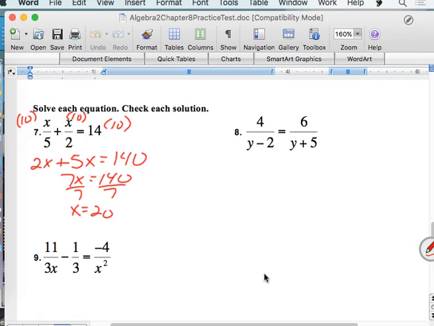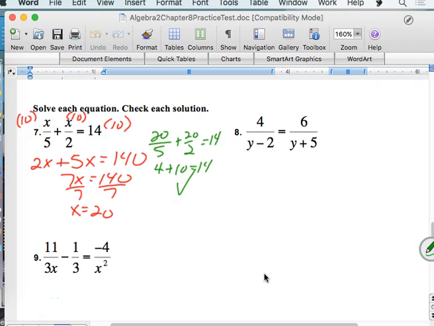But we don't want to forget, there's a point coming for checking those solutions. So we can't just say, oh, it won't make my denominator 0 because I don't have any denominators with x's in them. You have to physically say, all right, if I put 20 in here, 20 over 5 plus 20 over 2 equals 14. That's going to be 4 plus 10. Woohoo, it works. Checks. Are you good?